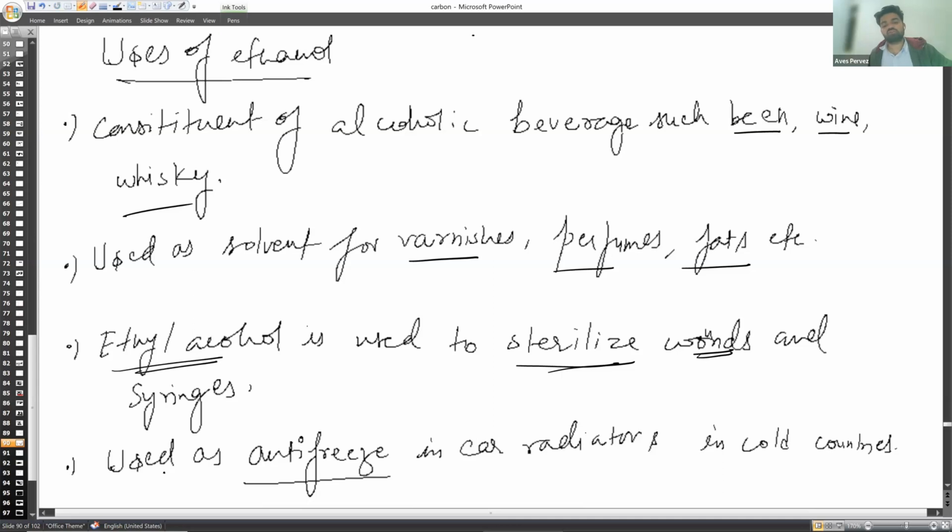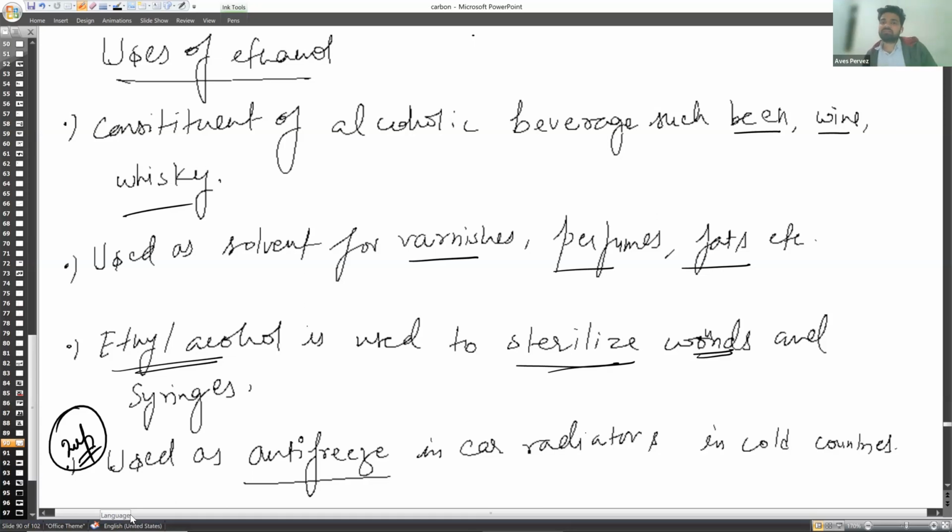The second one is that it is used as antifreeze. This is very important. It is an important use, and it is asked in the examination. It is used as antifreeze. Why is it used as antifreeze? Because its melting point is lower than 0 degrees Celsius.